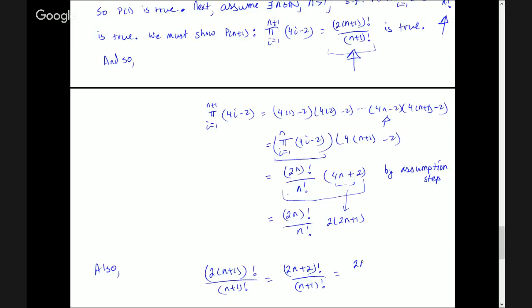So that becomes a 2n plus 2 times a 2n plus 1 times a 2n factorial, all over n plus 1 times an n factorial. Are we good so far?